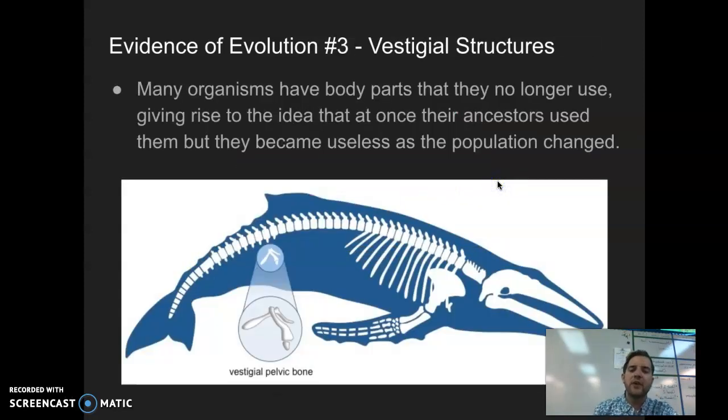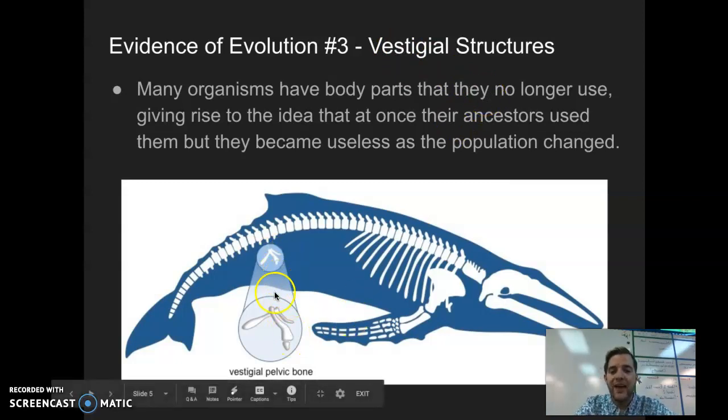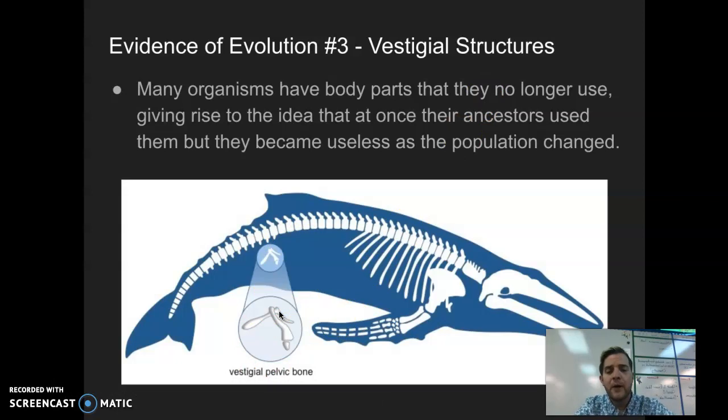The third evidence that we have of evolution is vestigial structures. These are parts of the organism that the organism no longer uses, and those structures are still there. We see that particularly in whales. Many whales actually still have a pelvic bone. Strangely enough, life originated in the ocean, but whales originated from land mammals.